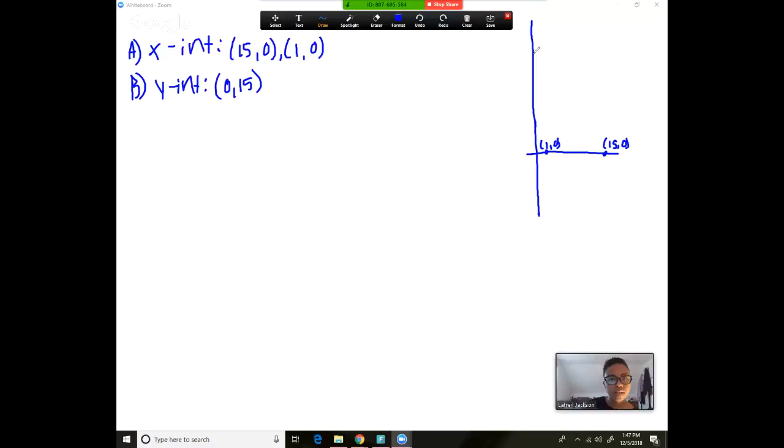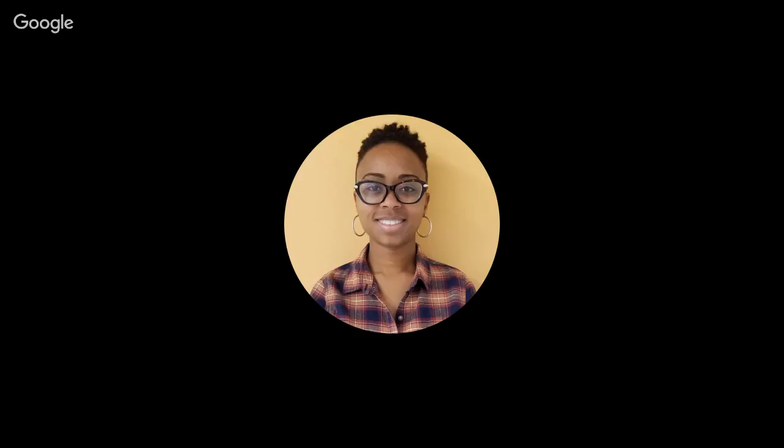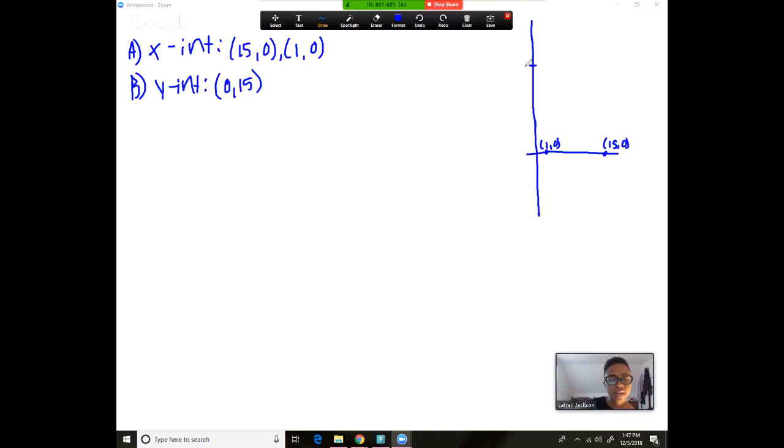The y-intercept is 0, 15. So we have 3 points: the y-intercept and the two x-intercepts. There will always be two x-intercepts in a quadratic equation because it's a parabola, and a parabola comes from up, goes down, and comes back up if it's positive, or if it's negative, it comes from down, goes up, and comes back down. So it crosses the x-axis twice.